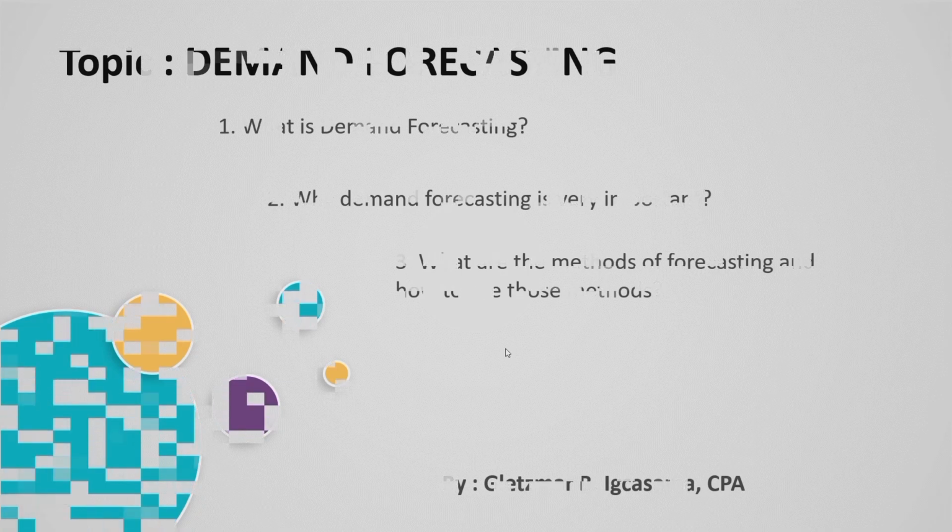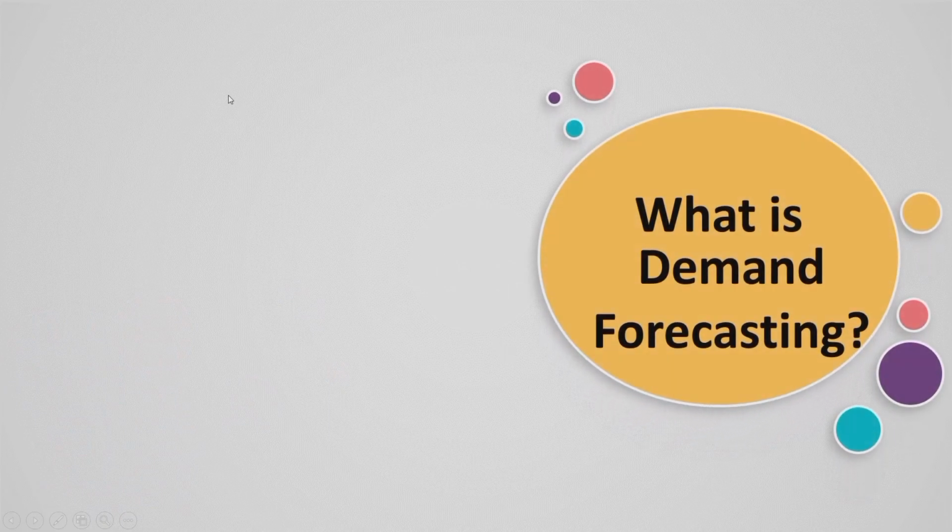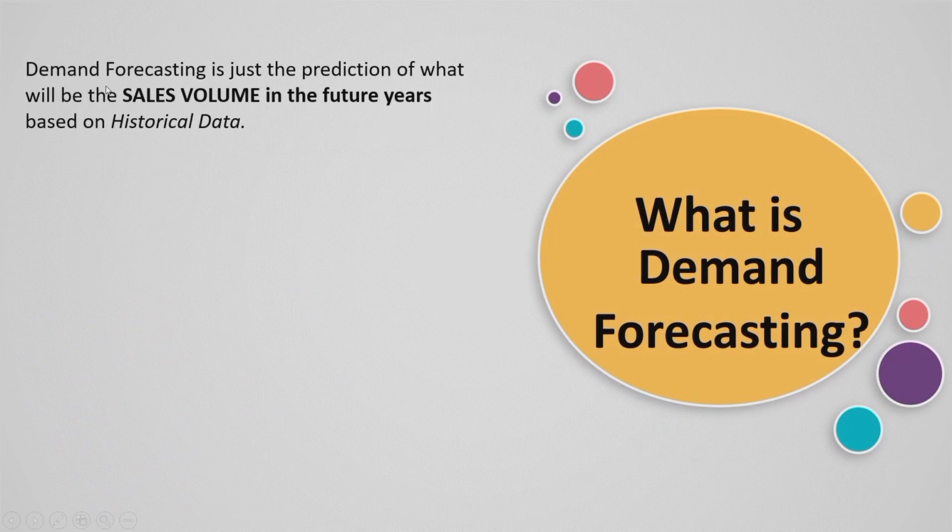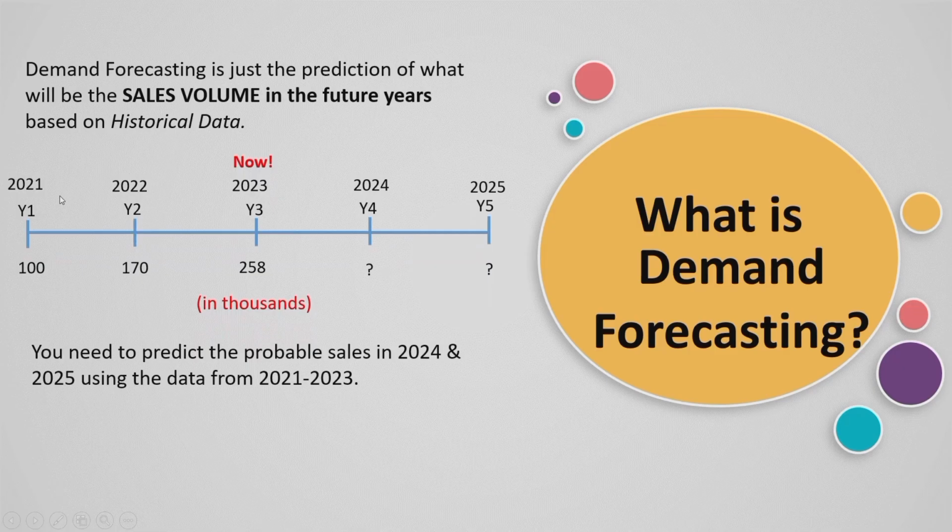What is demand forecasting? Demand forecasting is just the prediction of what the sales volume will be in the future years based on historical or past data. For example, to make it clear, let's say we have a company which started in 2021 and we have historical sales data of 100,000 units in 2021. But for simplicity, I decided to drop the three zeros. So again, we sold 100 in 2021.